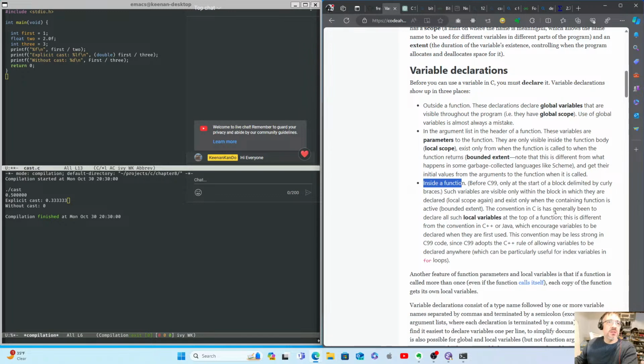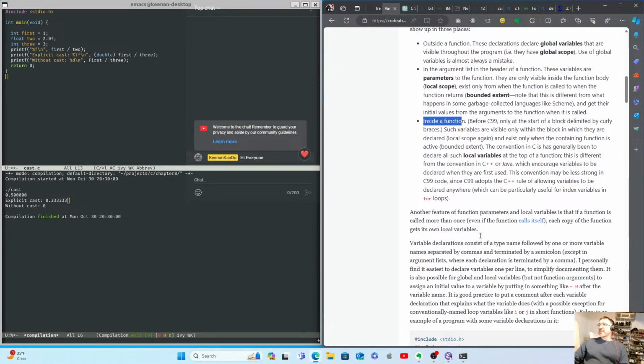The convention that C has generally been to declare all such local variables at the top of a function. This is different from the convention in C++ or Java, which encourage variables to be declared when they are first used. This convention may be less strong in C99 code, since C99 adopts the C++ rule of allowing variables to be declared anywhere, which can be particularly useful for index variables and for loops. Yeah, that makes sense.